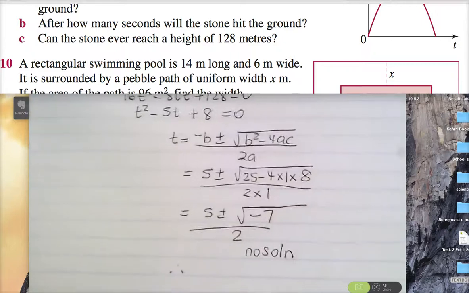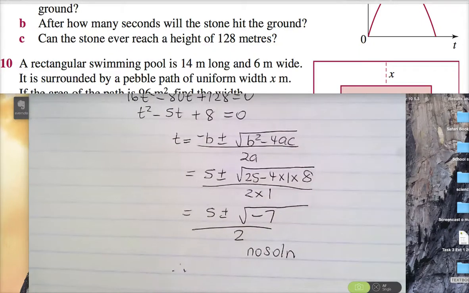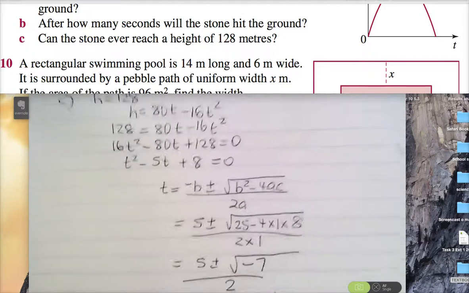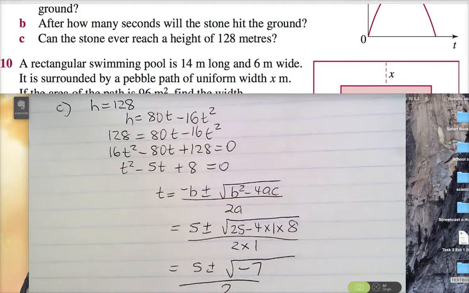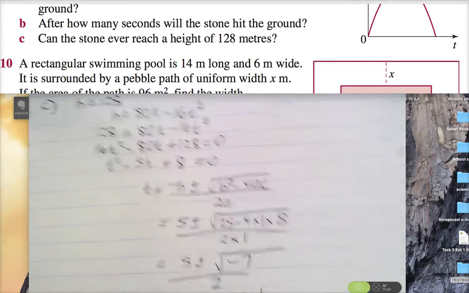A fraction is a normal answer, it's okay. It just means it won't be at a whole number of seconds. It might be at 3.25 seconds if you work out the square root. The only time that the stone can never reach a height of 128 is if you've got that negative under the square root sign and there's no solution.